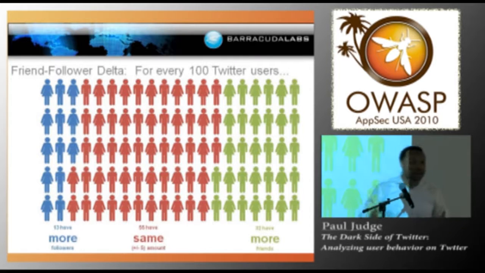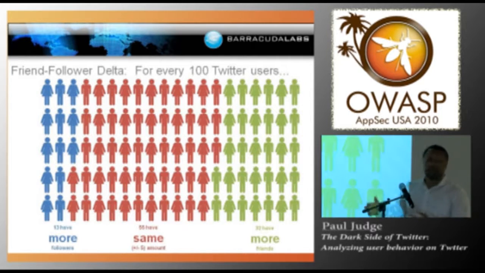The point is that about half of the network are following the same number of people that are following them. So they're using it like a true social network, a two-way graph, like LinkedIn or Facebook, where there's not a distinction between am I your friend or are you following me? It's a two-way relationship. So about half of the network is using it in that traditional sense, plus or minus 5 friends. There's only 13% that have more followers. Those are the celebrities, if you will. And we'll drill into that more in a second.